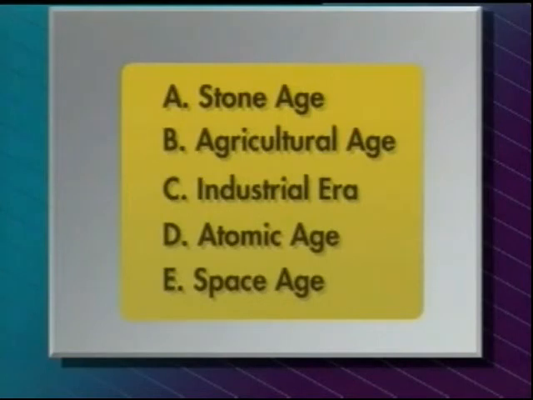A. Stone Age. B. Agricultural age. C. Industrial era. D. Atomic age. E. Space age. As in previous items, see to it that sufficient clues are provided in its stimulus to enable the testees to make logical inferences. Furthermore, care should be taken that the text does not directly mention the options given in the key list.